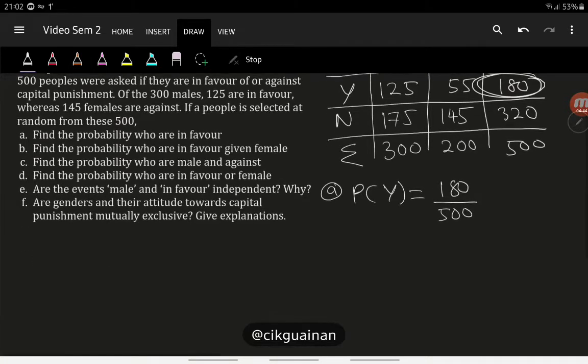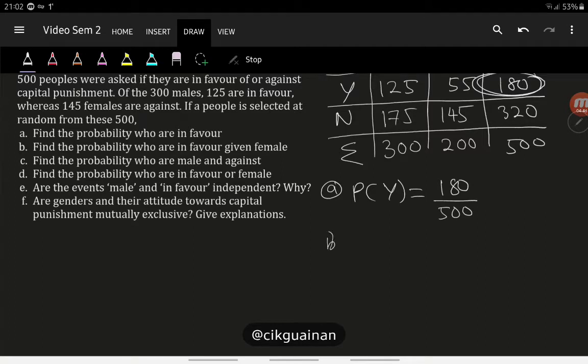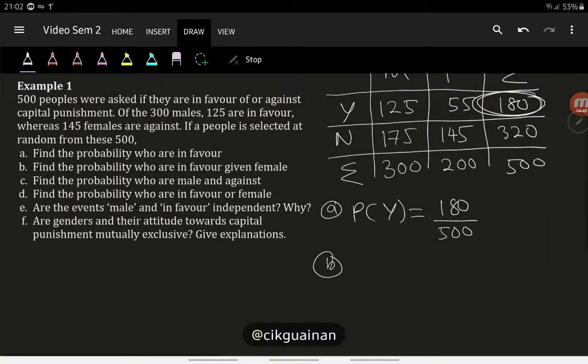Now, B is asking who are in favor given female. Given, as I said before in the previous question, put a pole over here and then look on your right. So look on your right, what is it? Female. So put female over there. Probability of what? Probability who are in favor, so probability of saying yes given they are female.